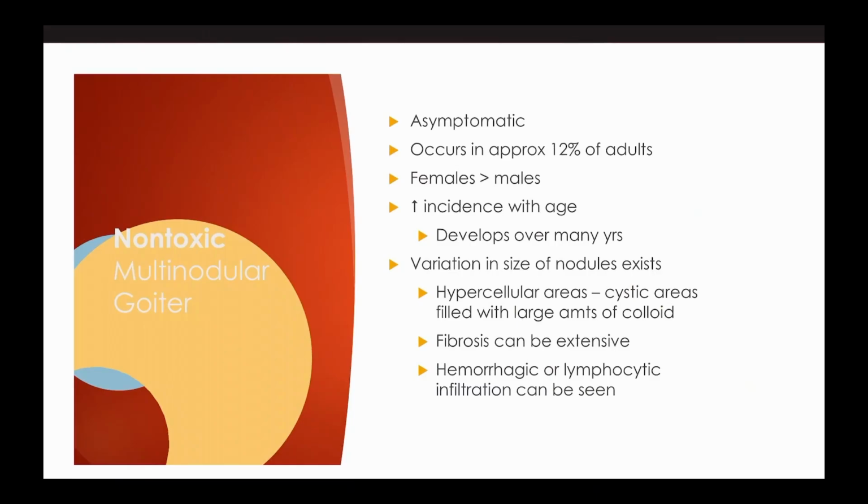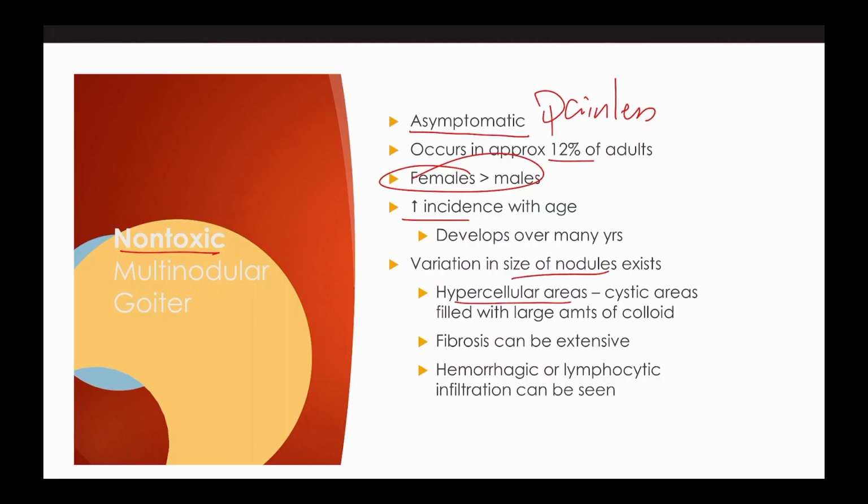Do they do anything? So non-toxic, so we know it's non-cancerous, multinodular goiter. So they have multiple nodules all over the thyroid. Asymptomatic. So again, painless. 12% of adults, more females than males. Over age, risk goes up. Variation in the size of the nodules exists. We can have hypercellular areas. These are cystic areas, and they're filled with colloid. Remember, the thyroid gland has these colloids that have all the storage.